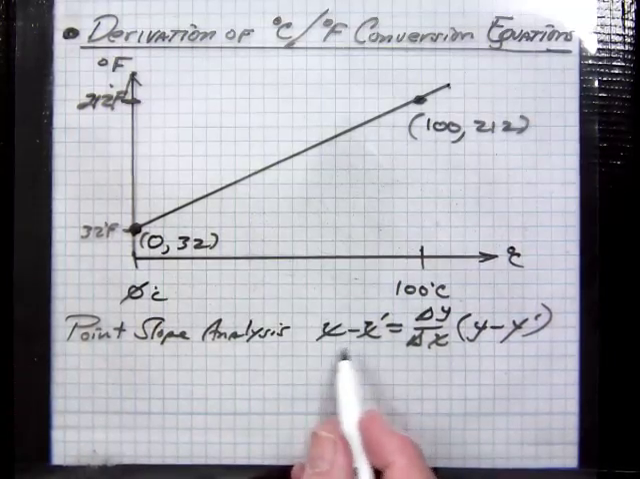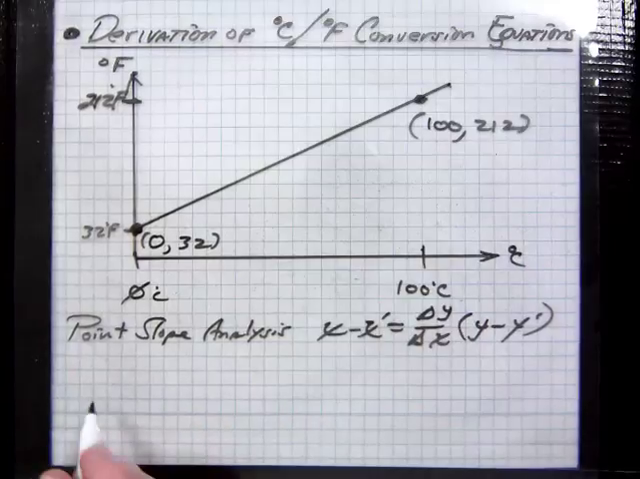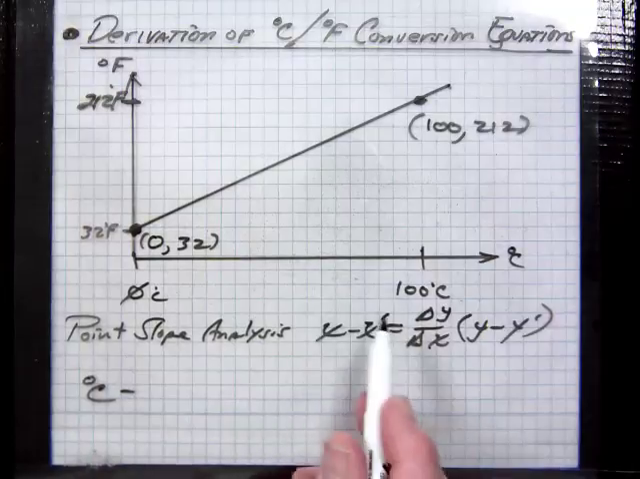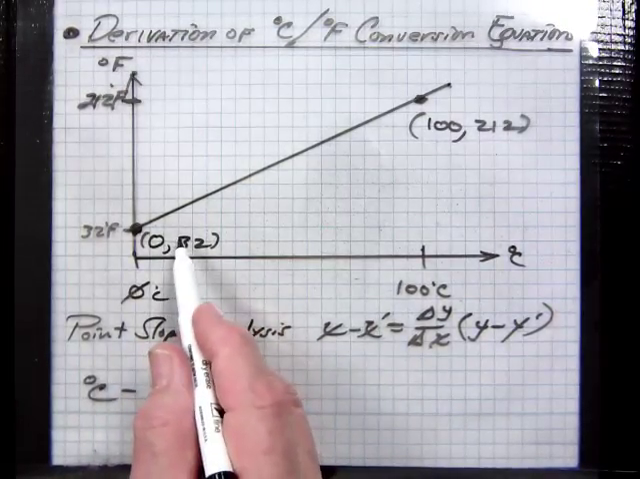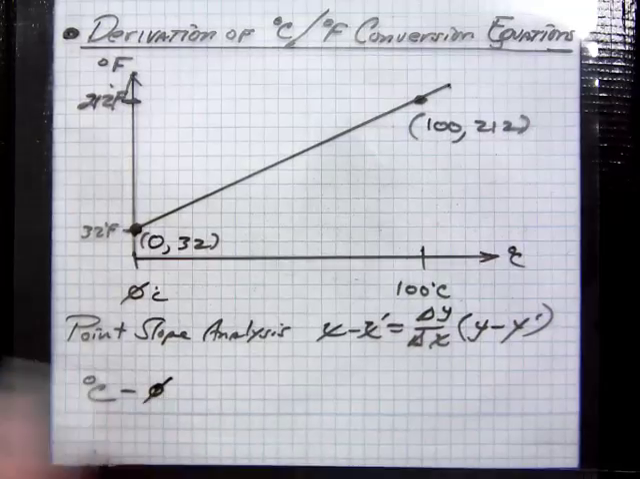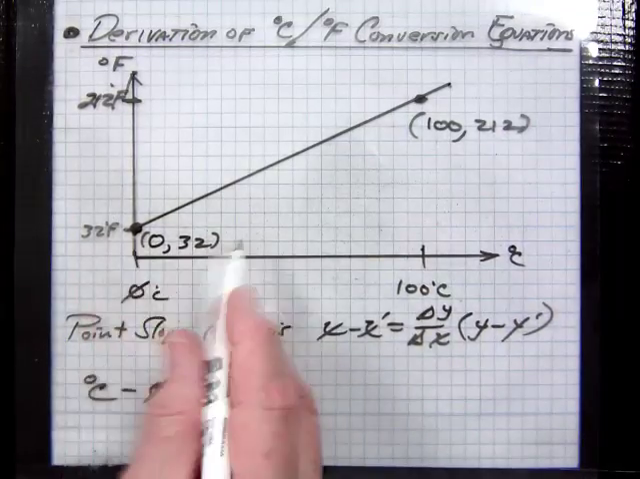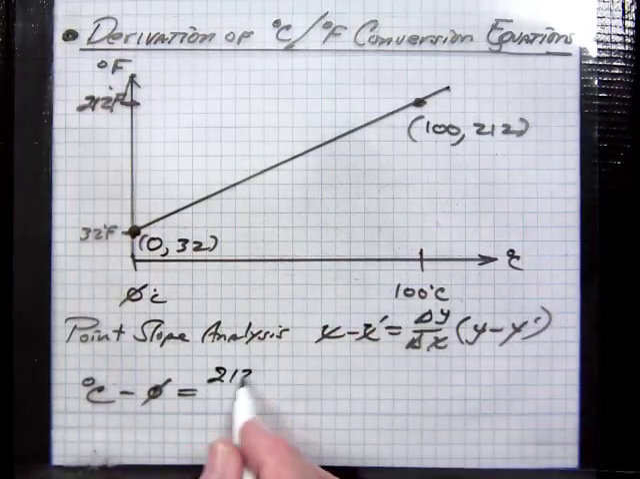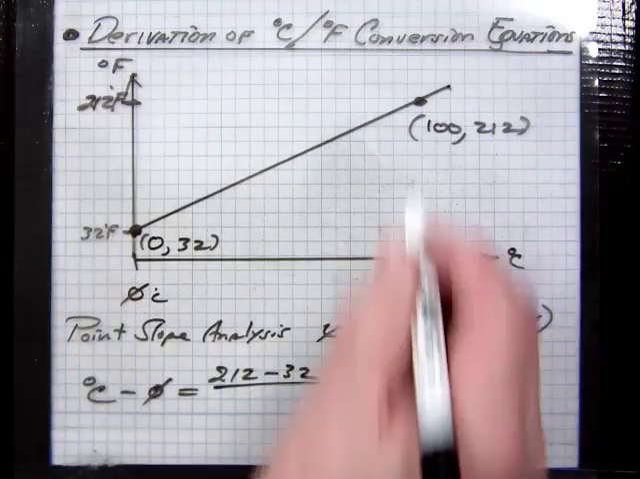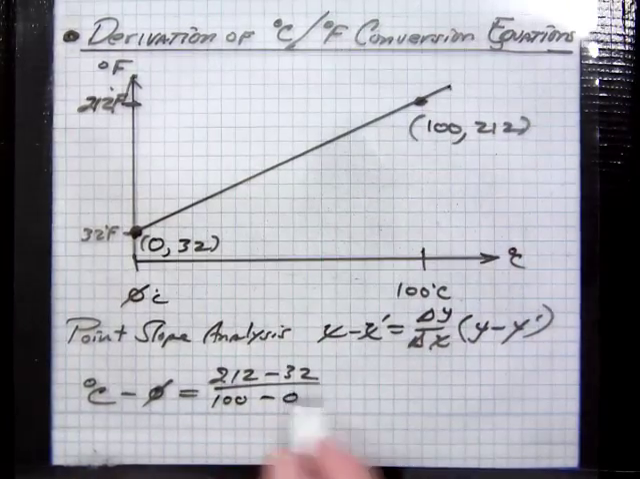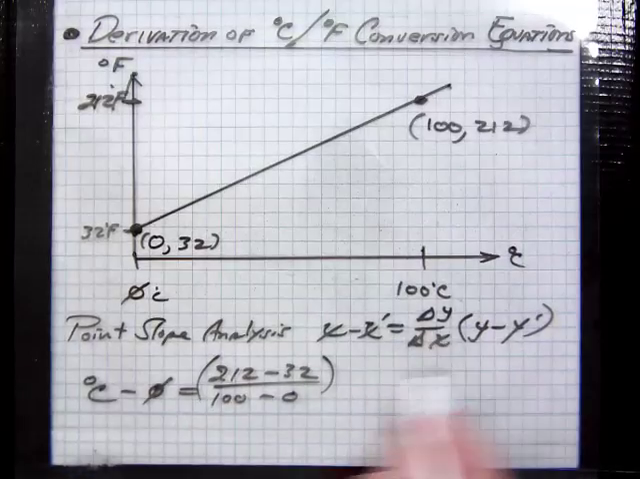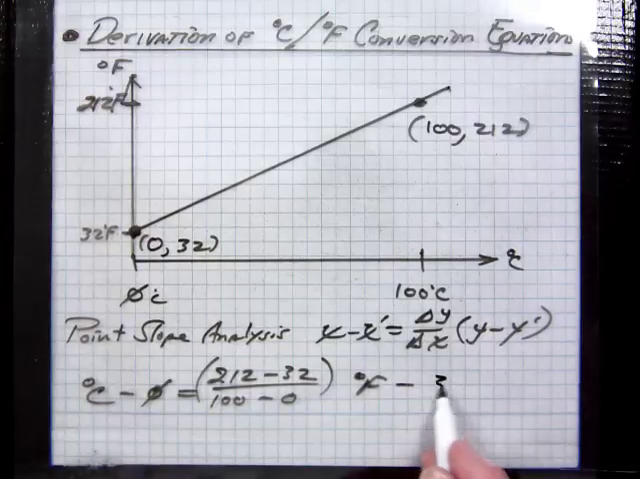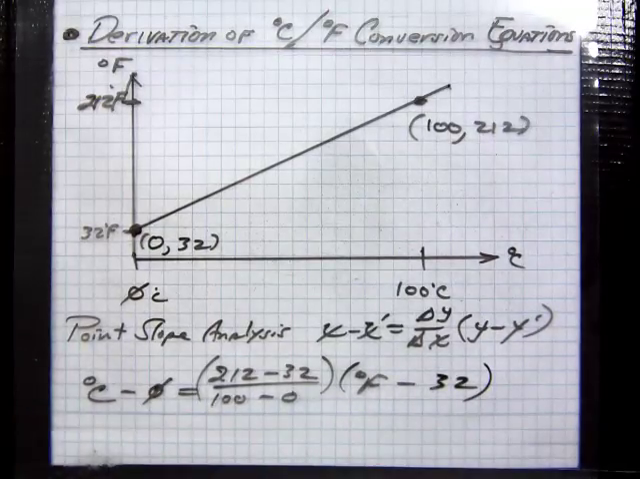Okay, so if we're using the horizontal, which is Celsius, then this would be degrees C minus, all right, we'll take one point here, 0, x1. We'll use the first. And that one is equal to change in y, which is 212 minus 32, divided by 100 minus 0, which is your slope, right here, and then degrees Fahrenheit minus the 32, like that. So that sets it up.